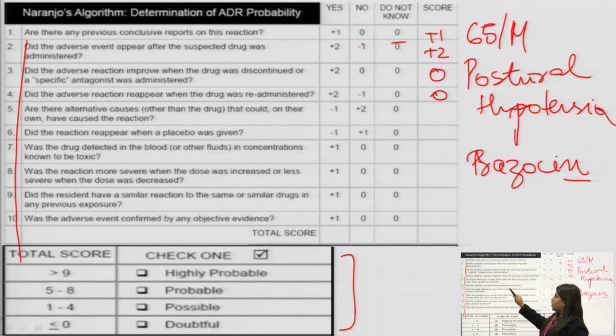Then the fifth question is, are there any alternative causes other than the drug that could on their own have caused the reaction? So are there any other reasons? I asked the patient, what are the possible reasons for dizziness? Has the patient eaten enough? Is the patient spending a lot more time in front of the TV? I asked these simple questions. Are you eating enough food? He says, yes, I'm eating enough food, I'm having regular meals. So I asked the next question.